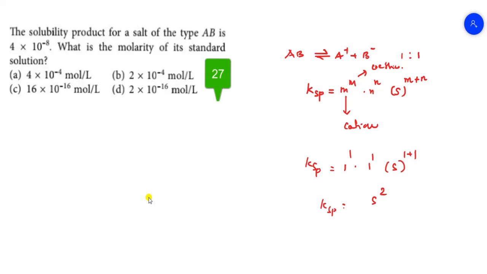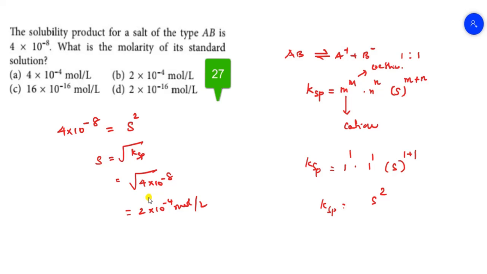The Ksp is given, it is 4 into 10 power minus 8. This is equal to S square. So S is the square root of Ksp, which is the square root of 4 into 10 power minus 8, that is 2 into 10 power minus 4 mole per liter. This is the molar solubility. Your answer is B.